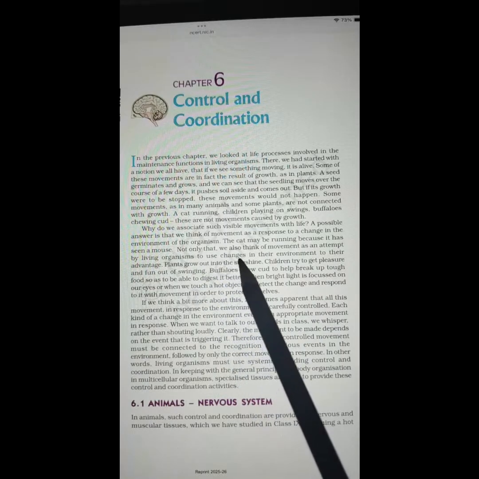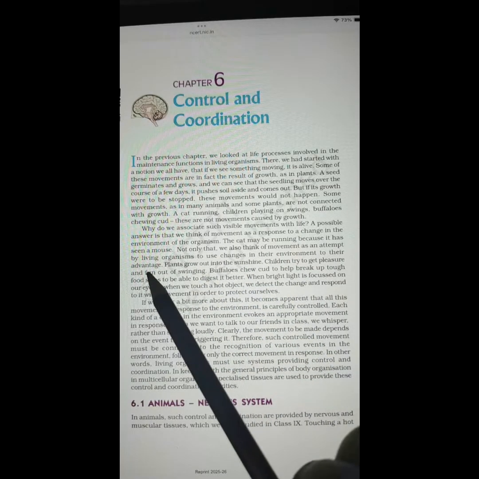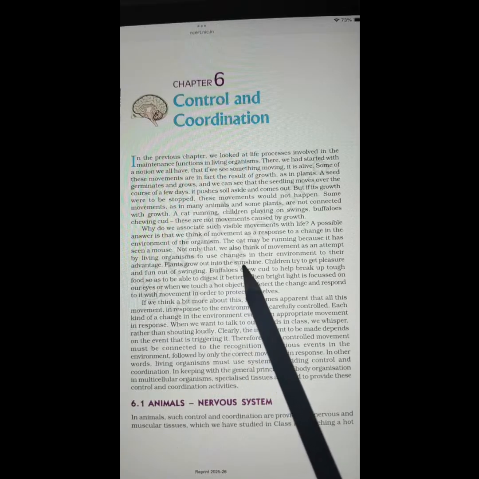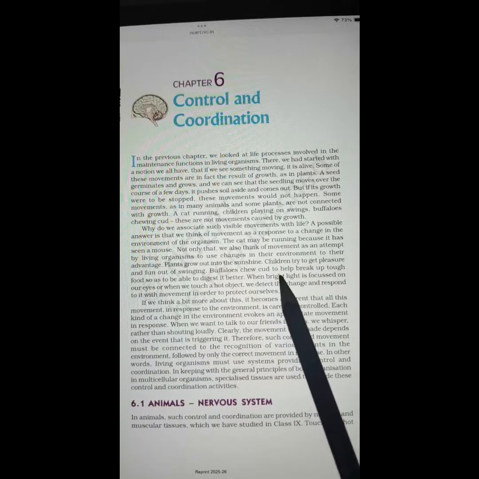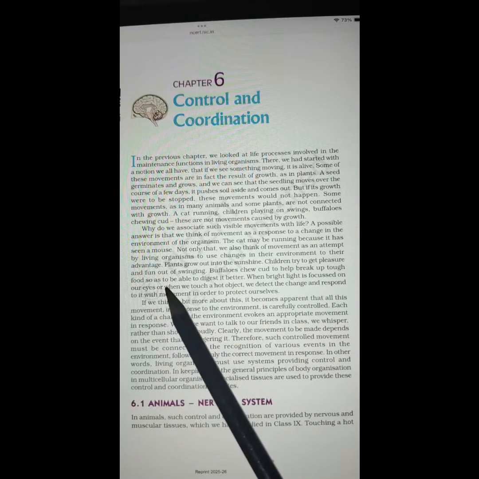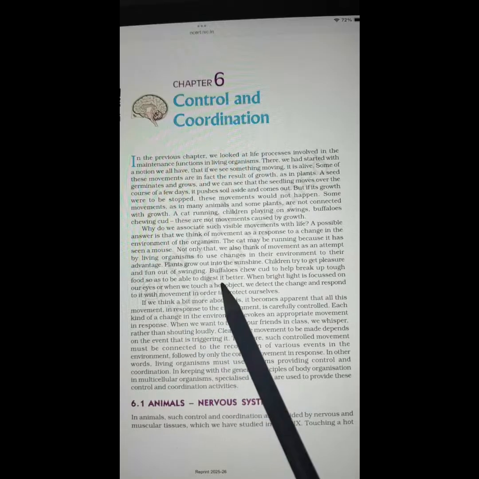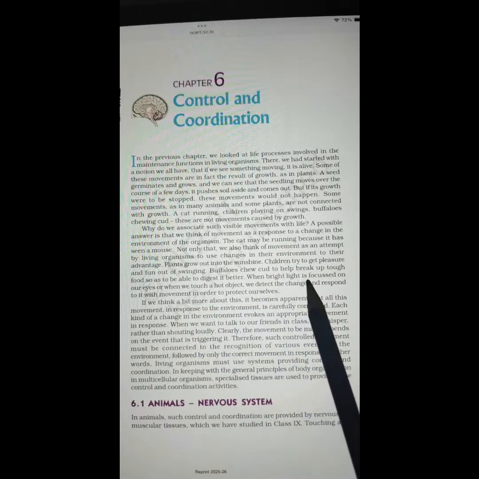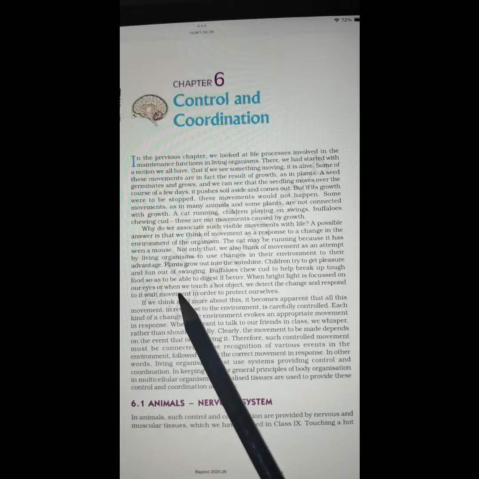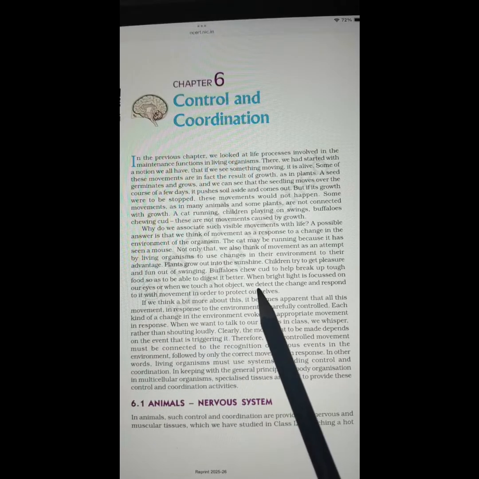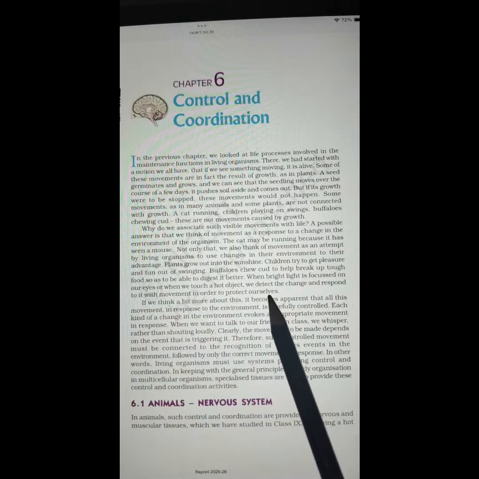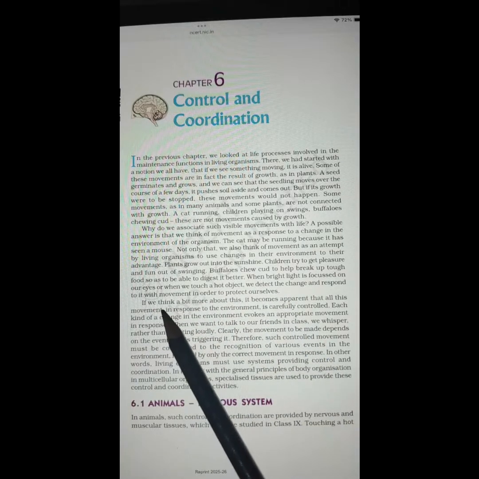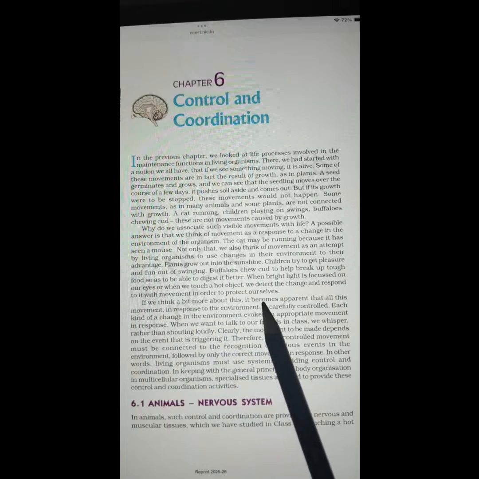Not only that, we also think of movement as an attempt by living organisms to use changes in their environment to their advantage. Plant grows out into the sunshine. Children try to get pleasure and fun out of swinging. Buffaloes chew cud to help break up tough food so as to be able to digest it better. When bright light is focused on our eyes or when we touch a hot object, we detect the change and respond to it with movement in order to protect ourselves.